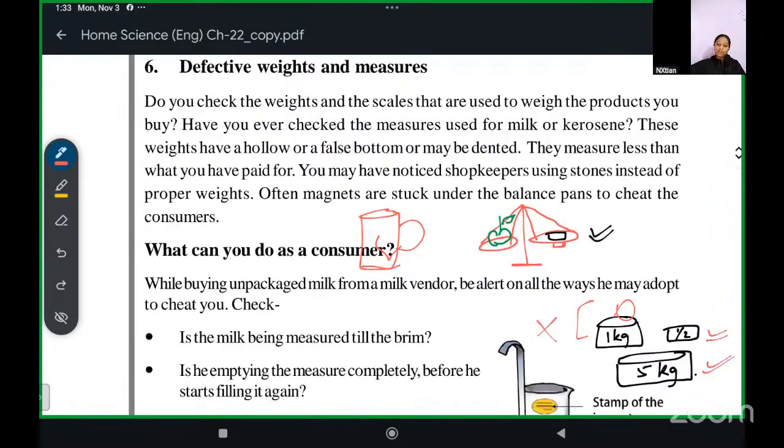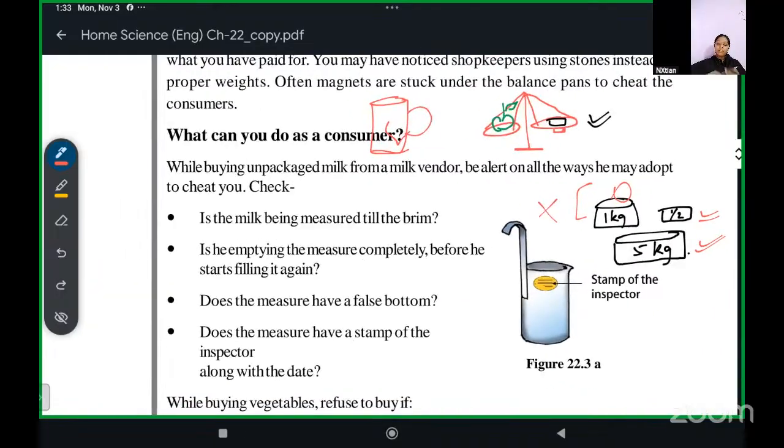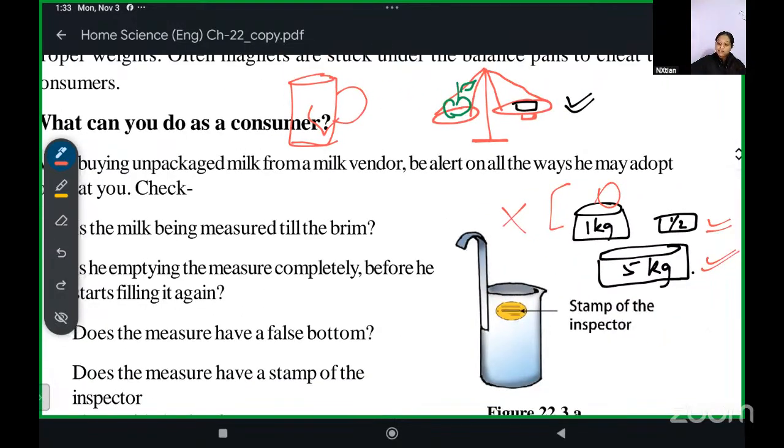Now what can you do as a consumer when you're buying unpackaged milk from a milk vendor? Be alert to all the ways he may adopt to cheat you. Is the milk being measured till the brim? Till the brim means till here.